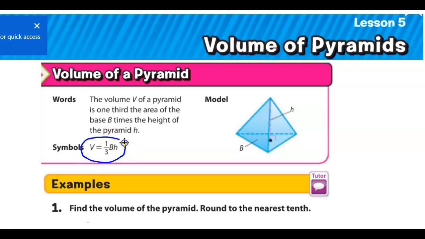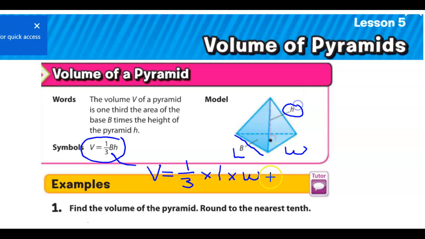But I do want you guys to know how we get that base right there. The base is typically equal to the length times the width, right? So the other way we could do this is we could say the volume is equal to 1/3, and then instead of saying the base, we could just say the length times the width, because that is the same as the base times the height.